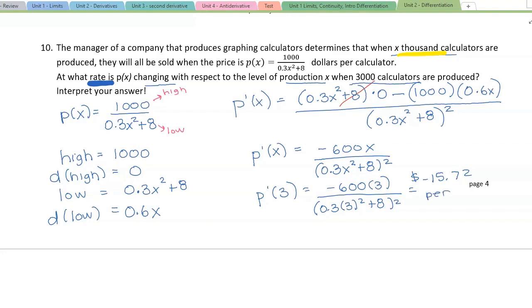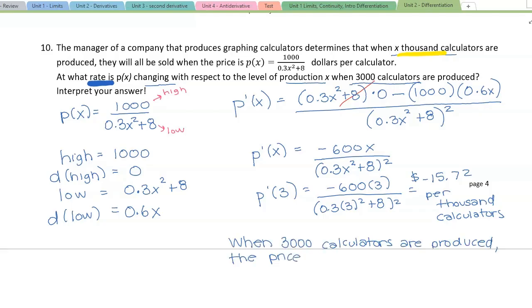Dollars per 1,000 calculators. The question also says to interpret your answer. So let's go ahead and write a little sentence. When 3,000 calculators are produced, the price is, you could say changing or decreasing. I'll say decreasing by $15.72. If you use the word changing, I'd make sure you keep the negative there. Per 1,000 calculators. And that's an application problem using the quotient rule.